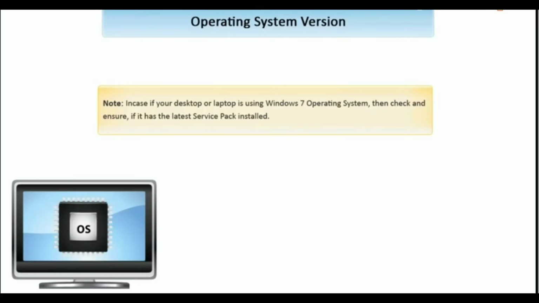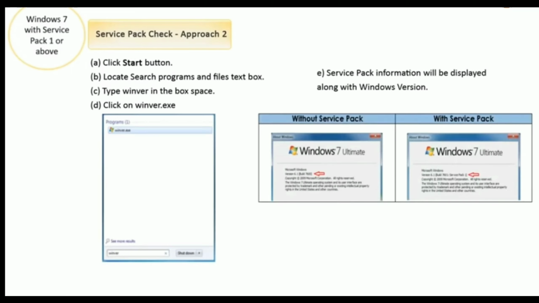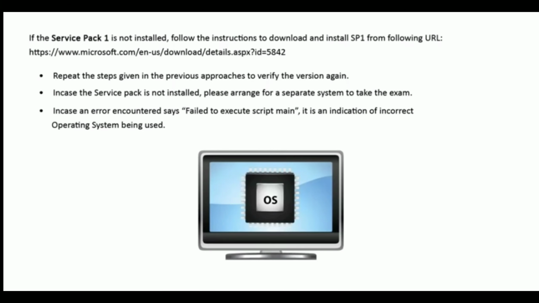And next, operating system version. In case your desktop or laptop is using the Windows 7 operating system, then check and ensure it has the latest service pack installed. There are two types of service pack check. Approach 1, you have to follow these steps which are displayed on the screen. And next approach 2, you have to check these steps which have been displayed on the screen.